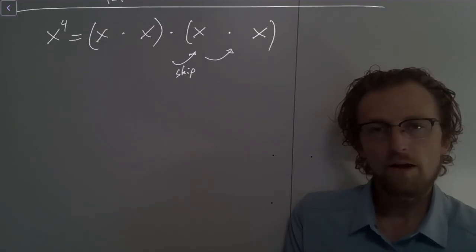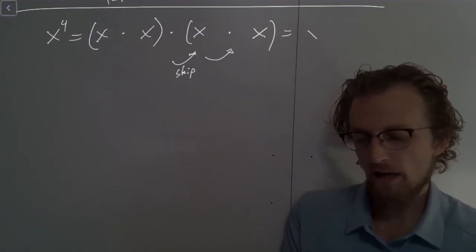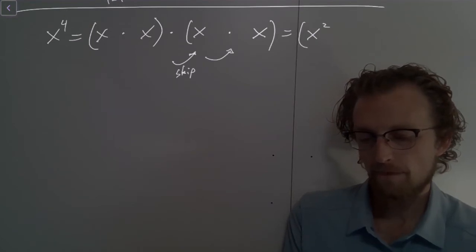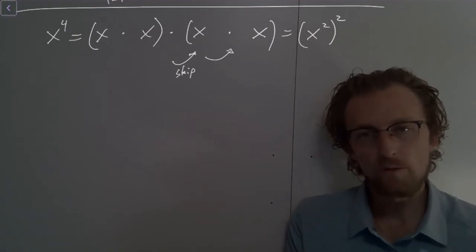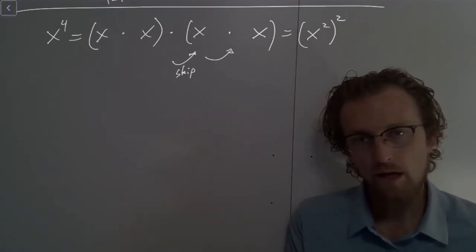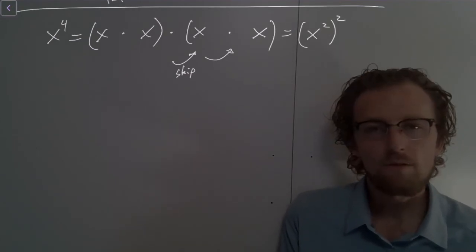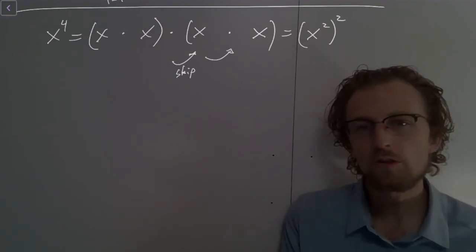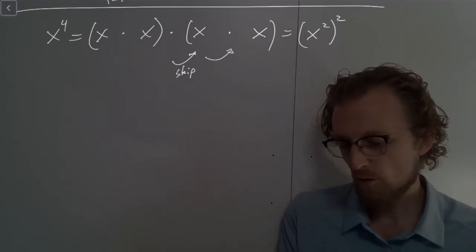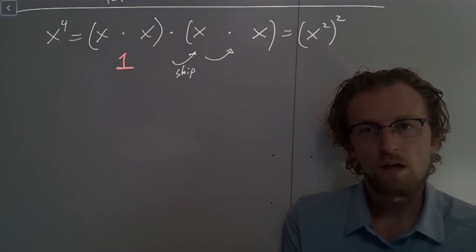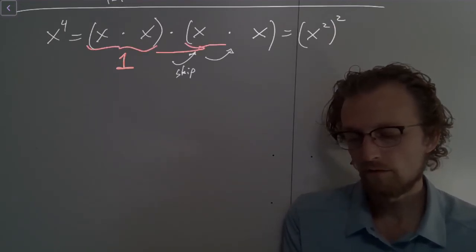Okay, so if I ever write x to the fourth, another way to write that is x squared squared, right? And if I think of it in terms of x squared squared, and then I save my value of x squared for future use, I can compute x to the fourth using only two multiplications, right? What are the two multiplications? Well, the first one is here, and then I take this value and I copy it here. So copy.